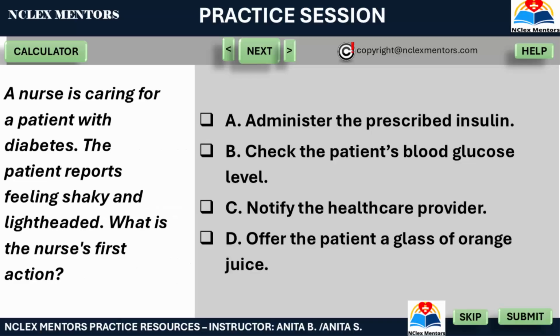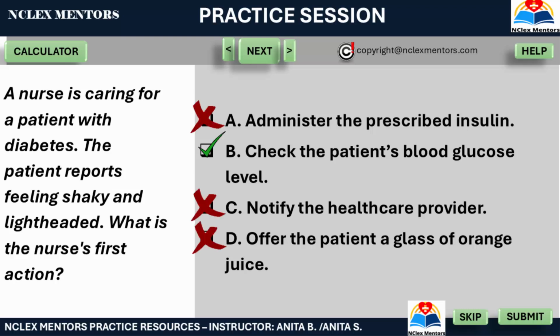Let's take an example. A nurse is caring for a patient with diabetes. The patient reports feeling shaky and lightheaded. What is the nurse's first action? The options given to you on the screen are: A. Administer the prescribed insulin. B. Check the patient's blood glucose level. C. Notify the healthcare provider. D. Offer the patient a glass of orange juice.